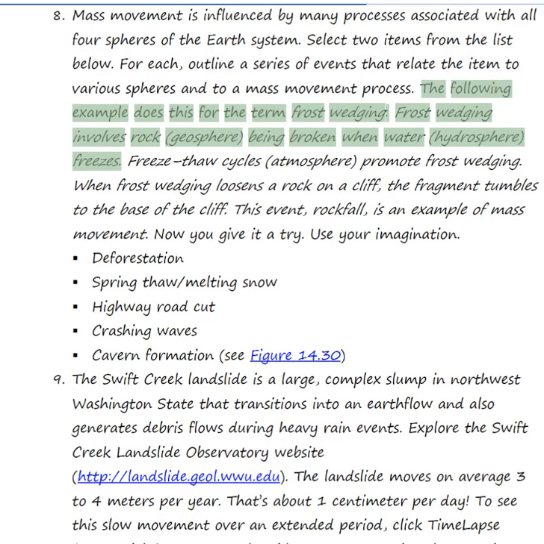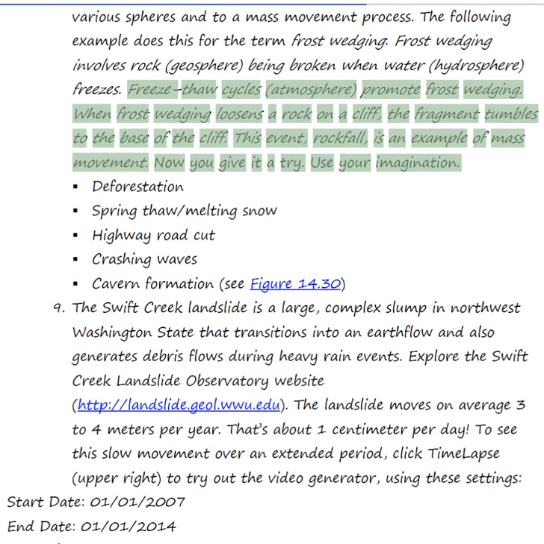Frost wedging involves rock being broken when water freezes. Freeze-thaw cycles promote frost wedging. When frost wedging loosens a rock on a cliff, the fragment tumbles to the base of the cliff. This event, rockfall, is an example of mass movement. Now you give it a try. Use your imagination.